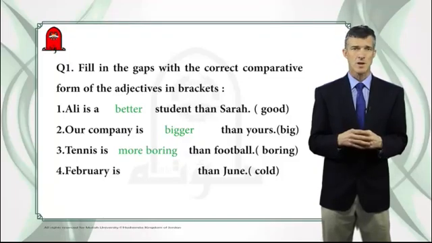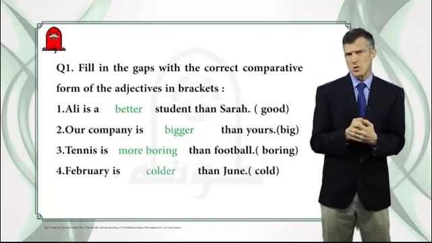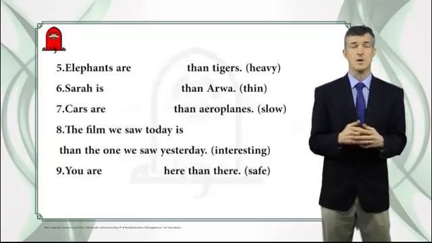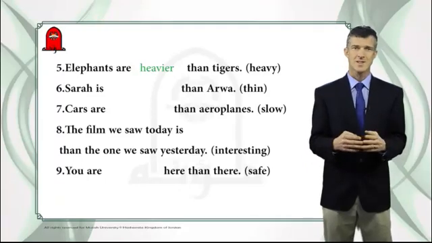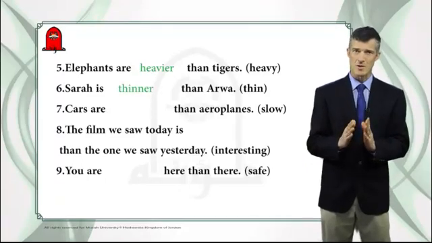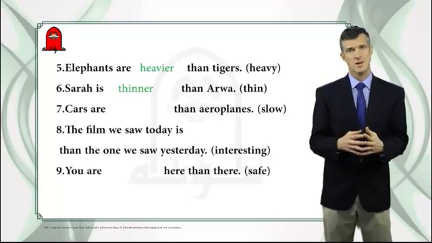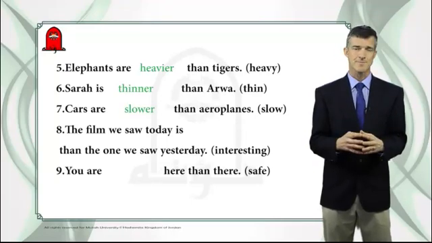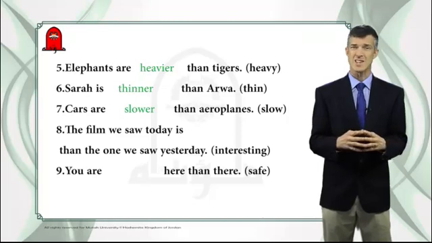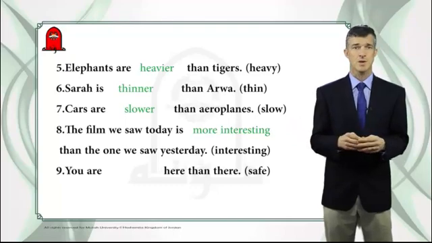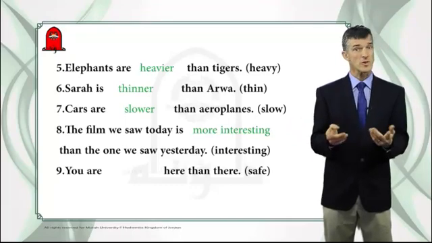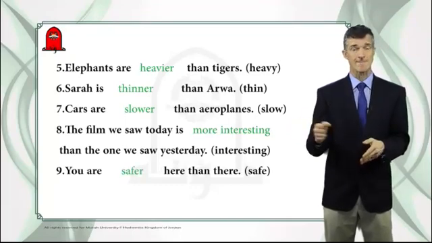4. February is colder than June. 5. Elephants are heavier than tigers. 6. Sarah is thinner than Arwa. 7. Cars are slower than aeroplanes. 8. The film we saw today is more interesting than the one we saw yesterday. 9. You are safer here than there.